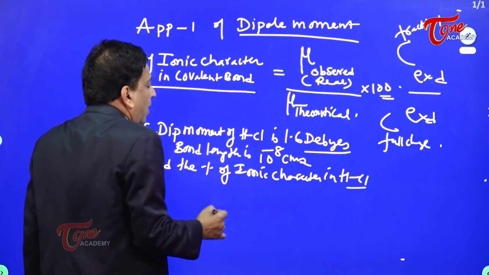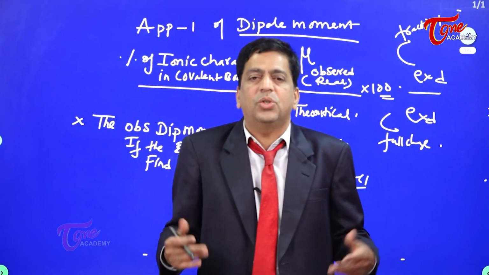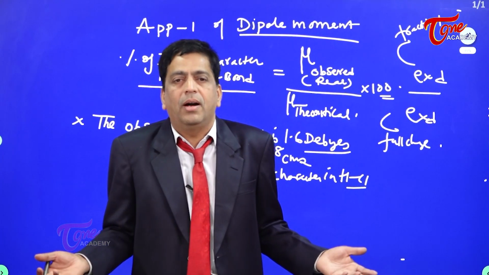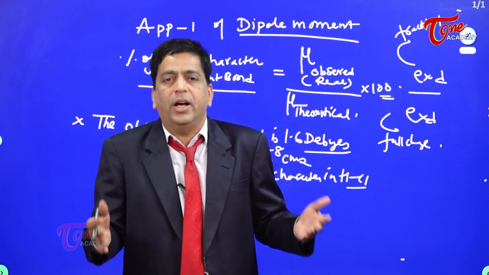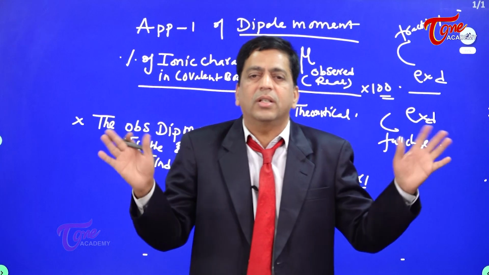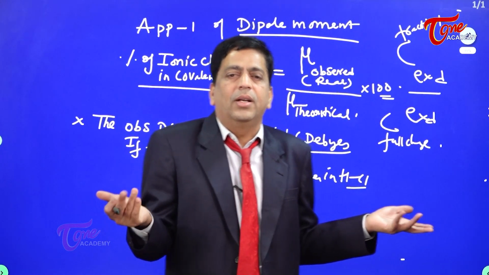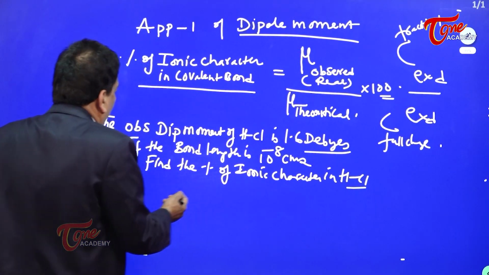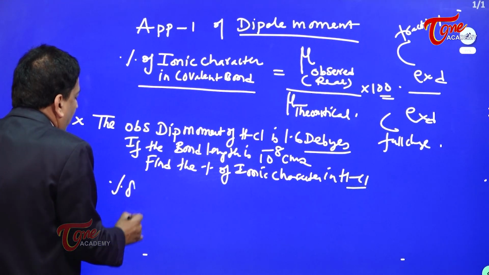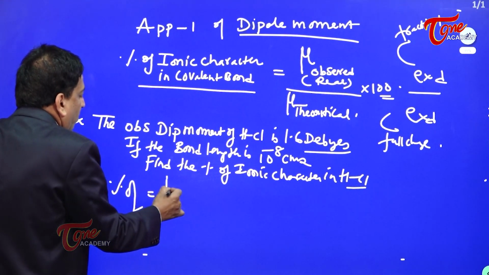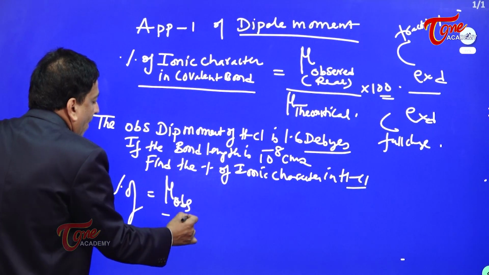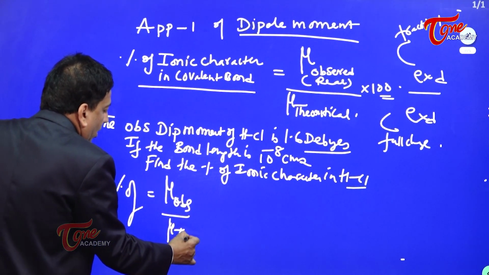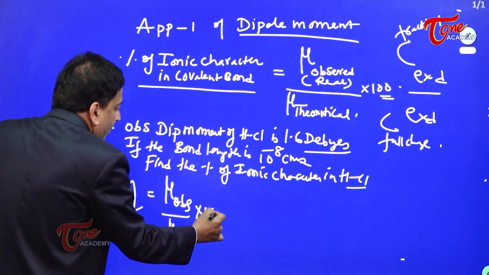Now, percentage of ionic character in HCl. First of all, understand that HCl is a covalent bond, and he wanted to find out the ionic character in HCl. That is the question. So it is as simple as that. Let us see. We know percentage of ionic character is mu observed by mu theoretical into 100.